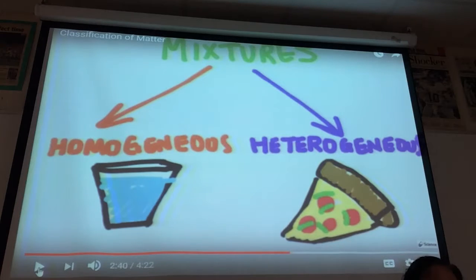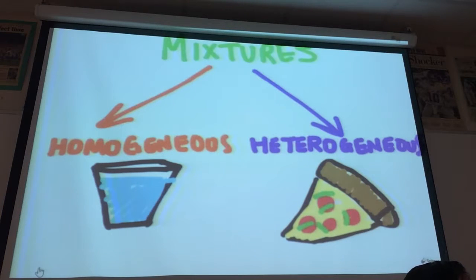With a heterogeneous mixture, you can see the different components, usually quite clearly, like with a pizza, chocolate chip ice cream, a bowl of cereal, something like that. See the cheese, the pepperoni, the peppers, and the crust. And so this is a heterogeneous mixture.